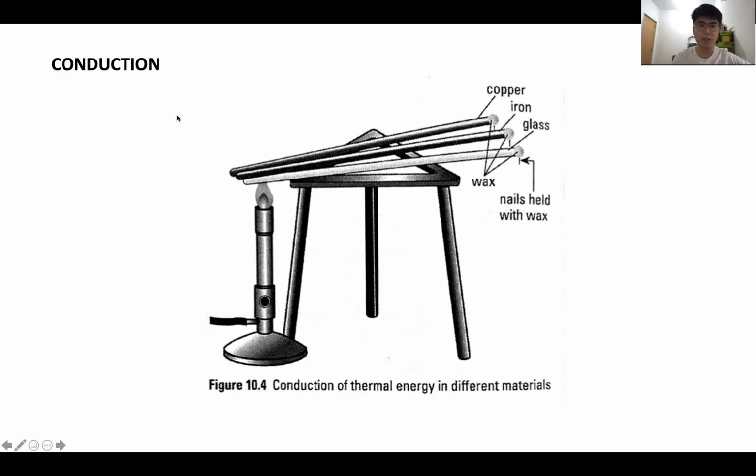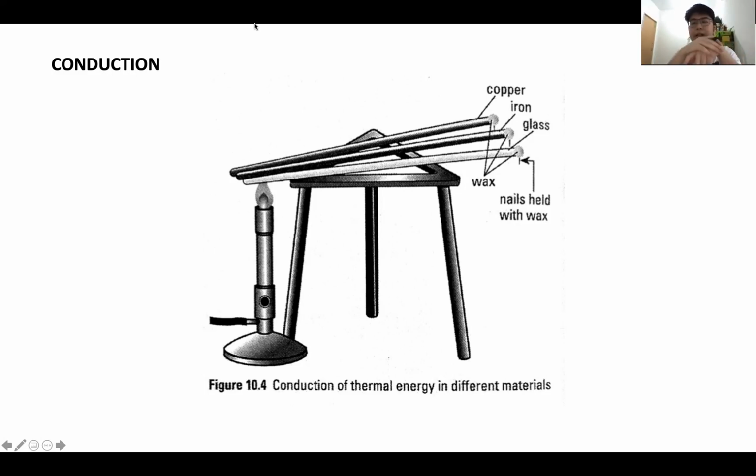So first is conduction. Now, conduction is one of the three modes, three ways of heat transfer. There are many ways where heat can flow from one place to another place. First thing, heat will flow from one place to another place. Why does heat flow? Still remember? Heat flows because there is a difference in temperature.